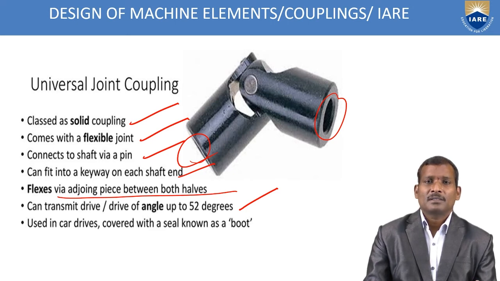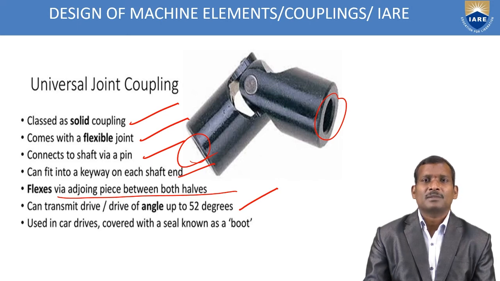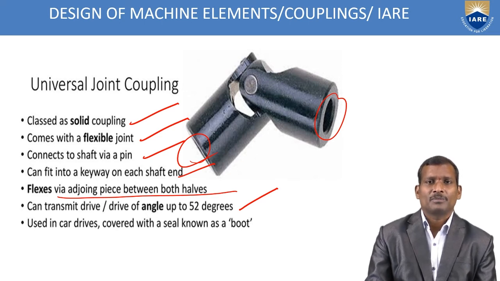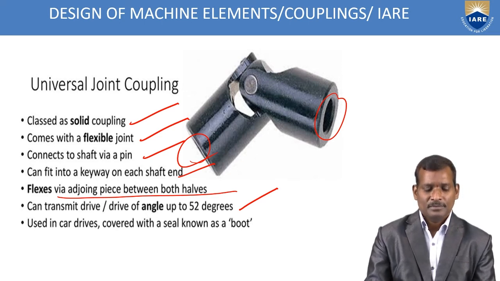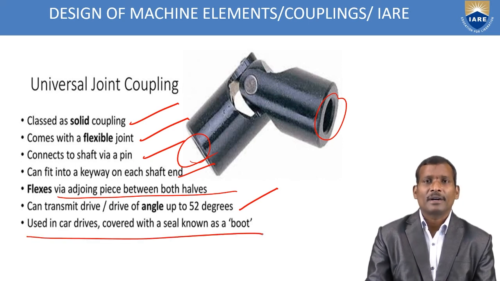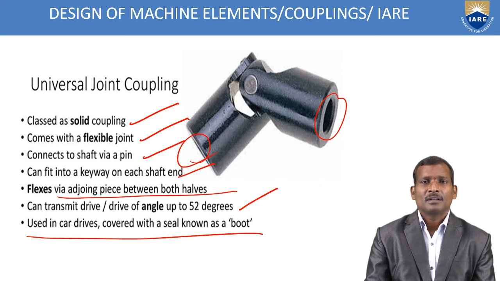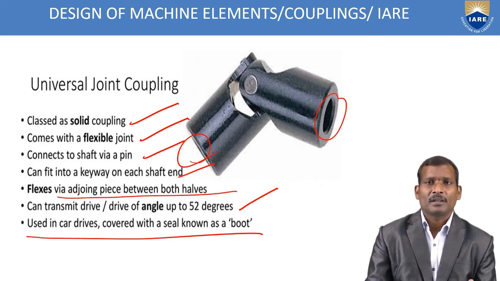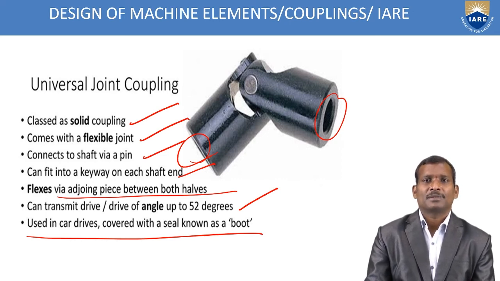That's why these types of couplings are called flexible couplings. These allow some misalignments of the shaft. There is no need for perfect alignment of the shaft, as in the case of the flange coupling. It is used in car drives, covered with a seal known as a boot. So generally this type of universal joint coupling is used in car drives.